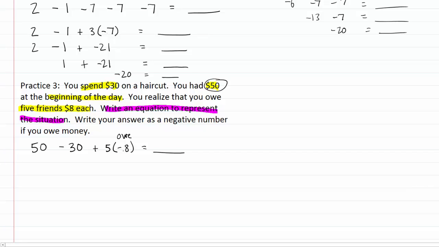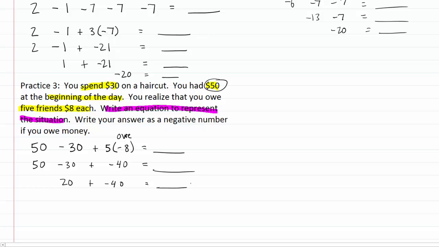So when I'm solving this equation, I've got to do this multiplication first. So 5 times negative 8 is going to be negative 40, and I'll just have 50 minus 30 plus negative 40. So now I've got addition and subtraction, so I just have to go left to right. 50 minus 30 is $20. Now I've got $20 plus the negative 40. That's going to equal my balance at the end of the day.